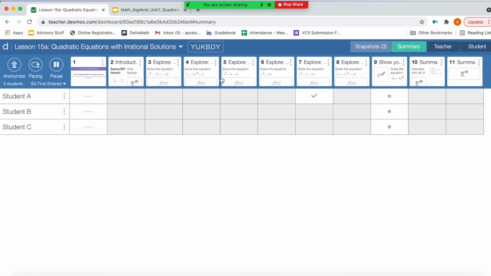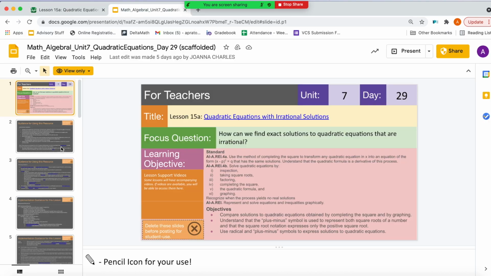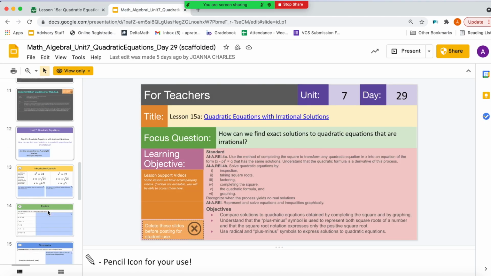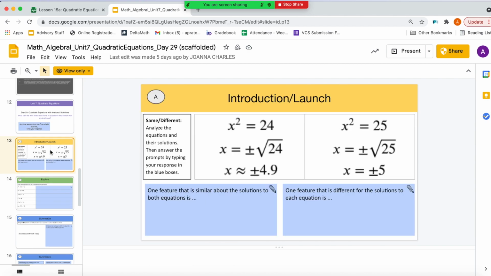And students in this lesson, I'll just show you first, and this is on Desmos as well. Students are first exposed to this idea of writing the solution to a quadratic equation when it's the same number and its opposite as a plus minus 5, or in this one, positive negative the square root of 24, positive negative 4.9 as an estimation. Okay, so they're exposed to this in the launch.